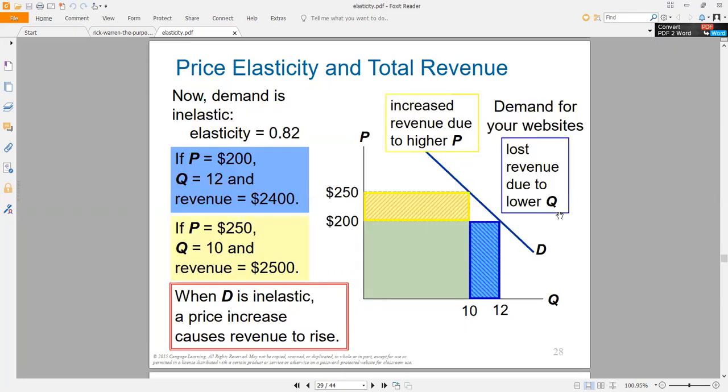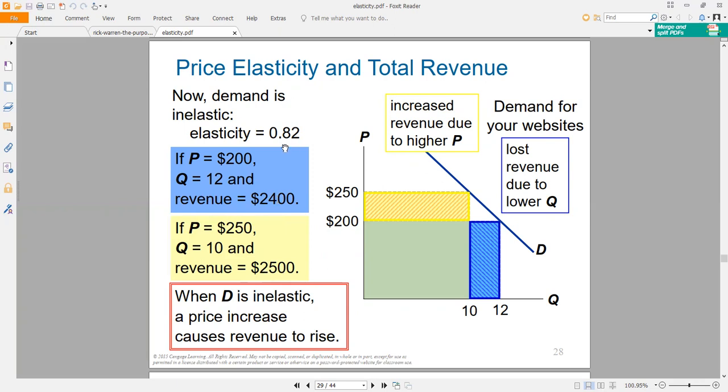So what this means is, now let's look at the example. When price was 200, quantity demanded was 12, total revenue was 2,400. Now, price is 250, okay? Price is 250, and the quantity demanded is now 10. Total revenue here will be 250 times 10. 250 times 10 is 2,500. You see that it's greater than 2,400.